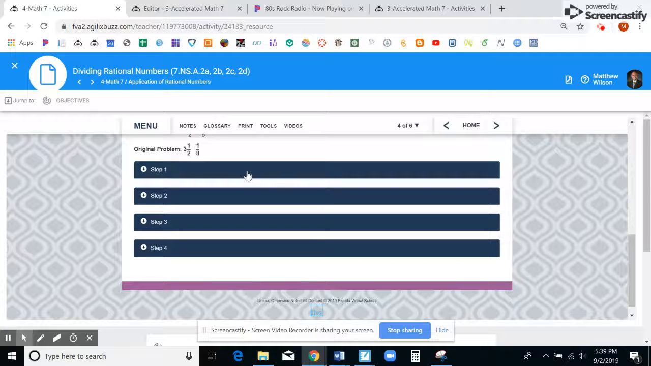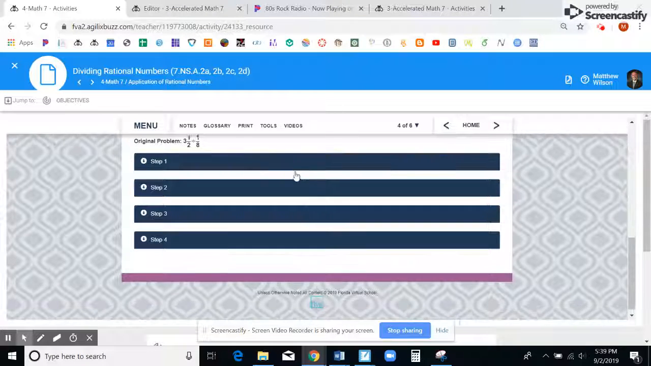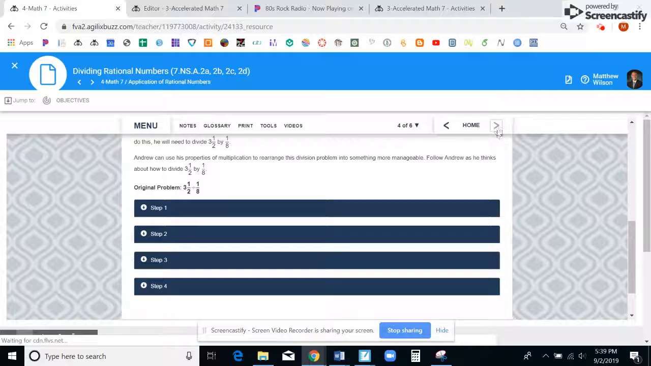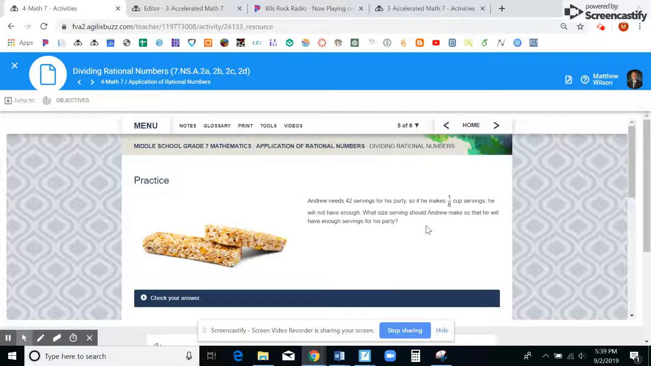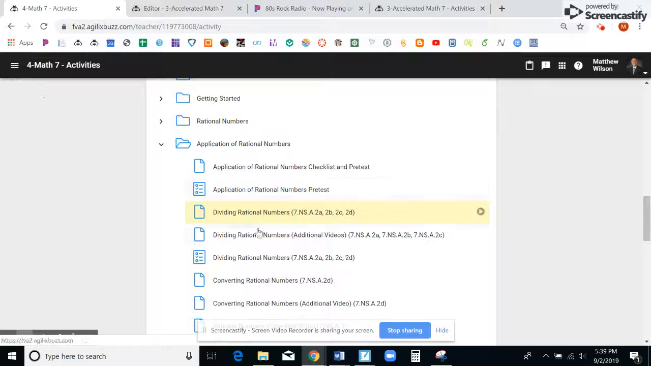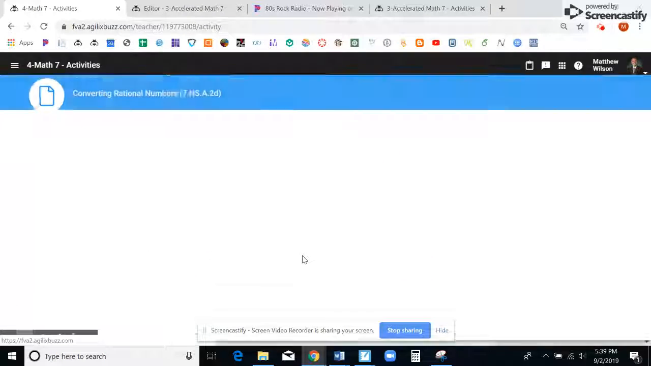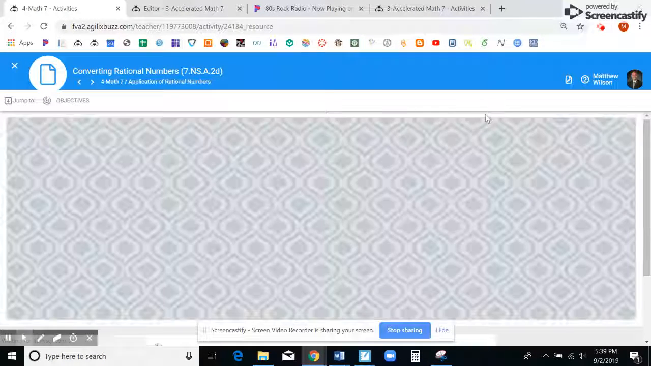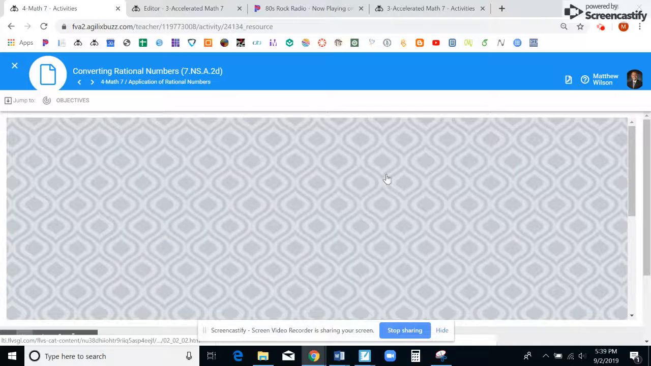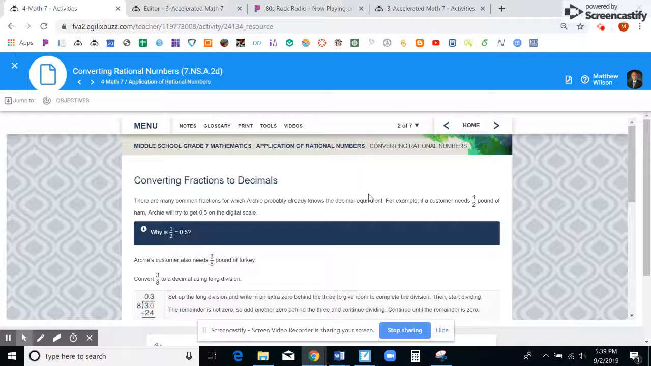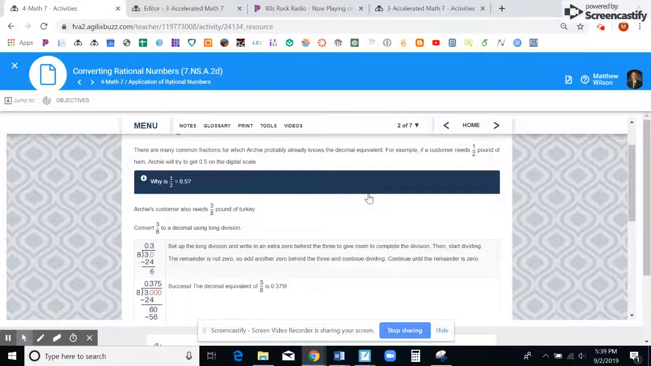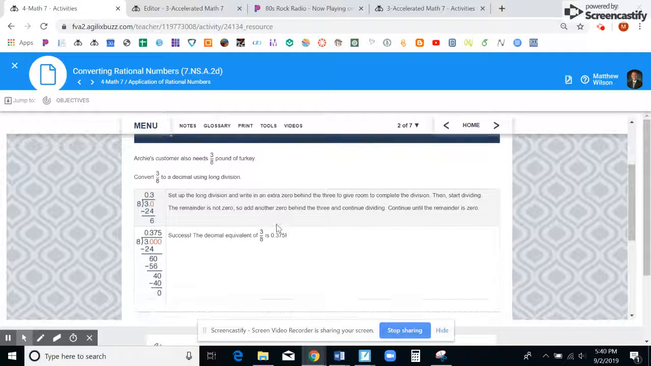So some of that is a review from 6th grade, but some of that is a little bit of a difference when you're talking about fractions and the division. So going into converting rational numbers, I want you to be able to walk me through and discuss how you change fractions into decimals. And I want you to pay particularly close attention to that process and that division.